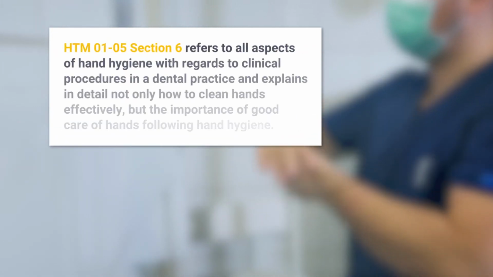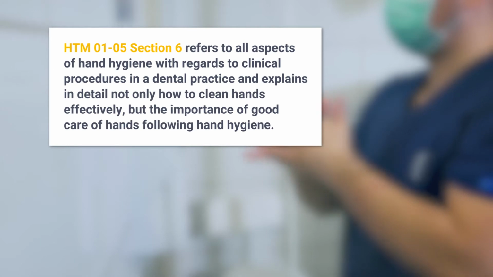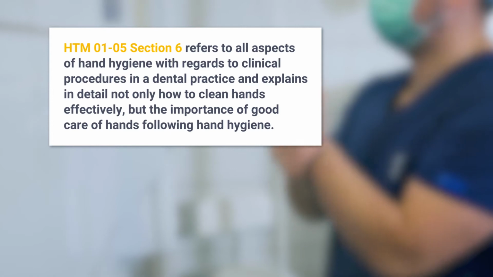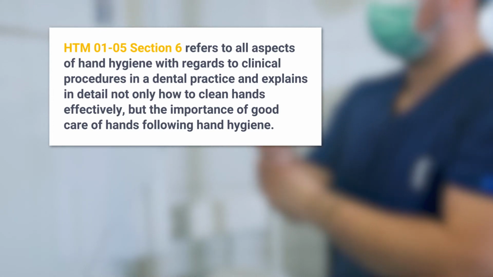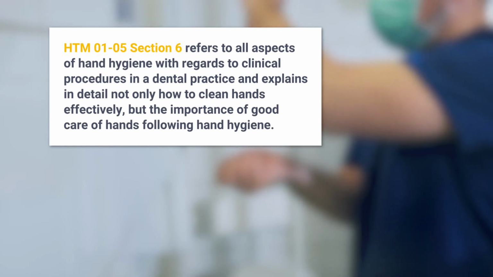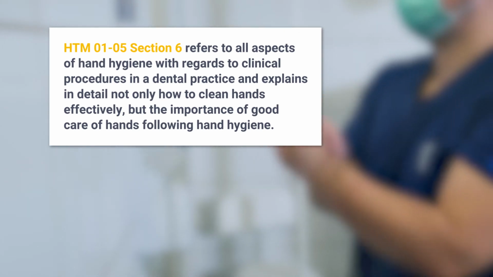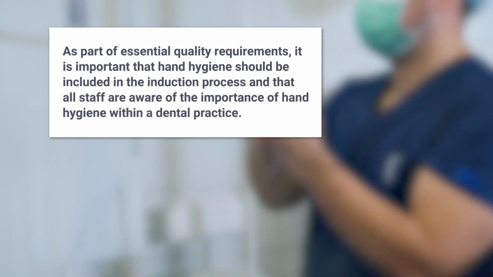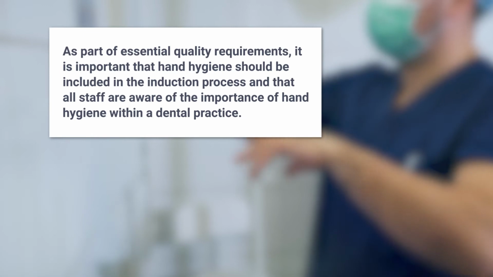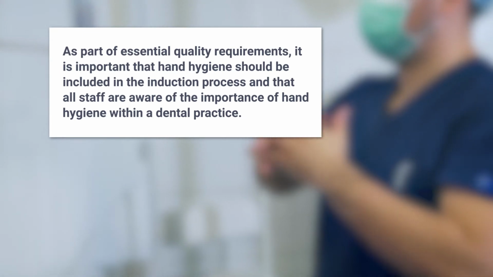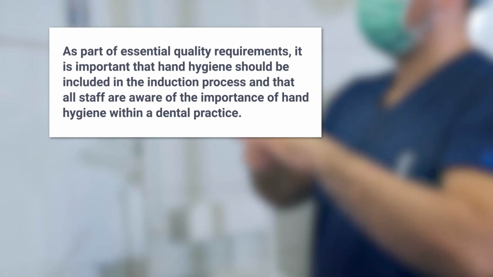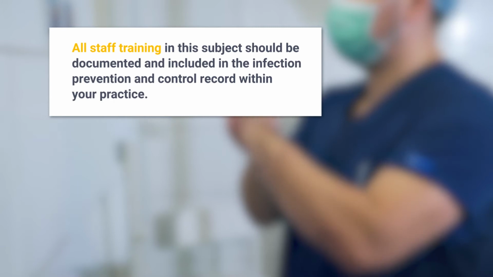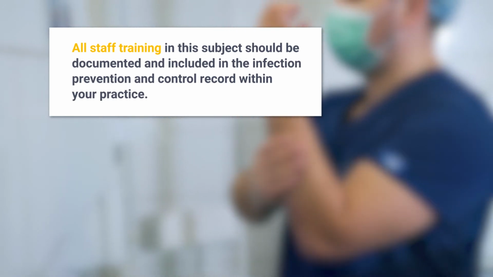HTM 0105 Section 6 refers to all aspects of hand hygiene with regards to clinical procedures in a dental practice, and explains in detail not only how to clean hands effectively, but the importance of good care of hands following hand hygiene. As part of the essential quality requirements, hand hygiene should be included in the induction process and all staff should be aware of its importance within a dental practice. All staff training in this subject should be documented and included in the infection prevention and control record within your practice.